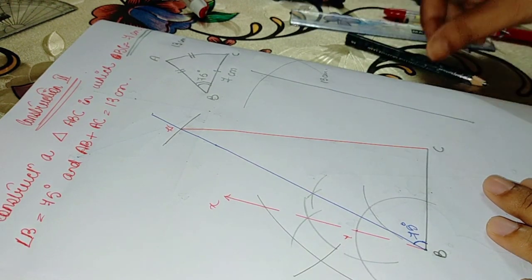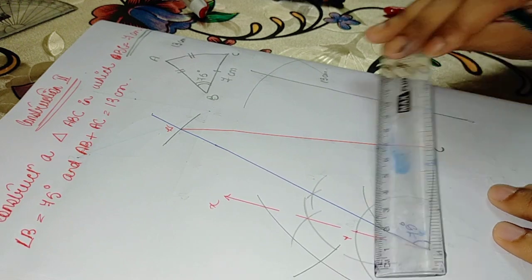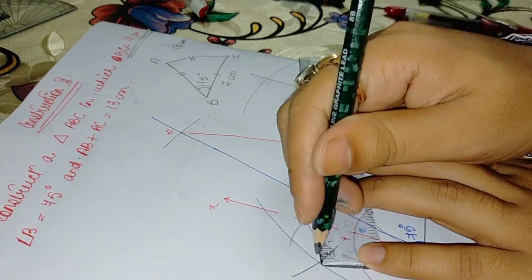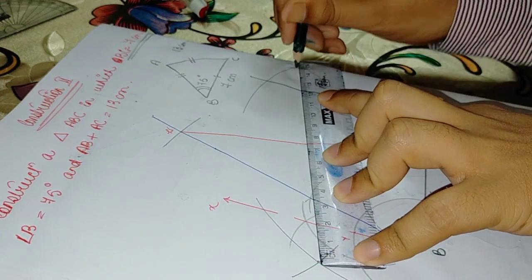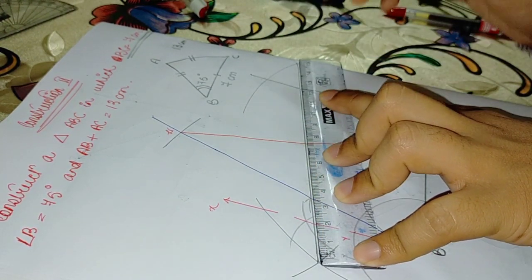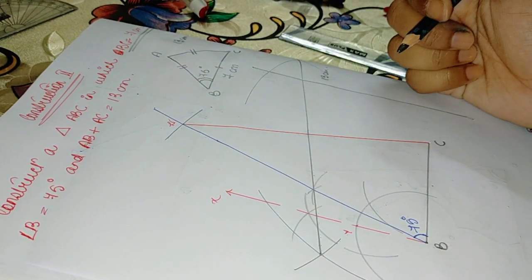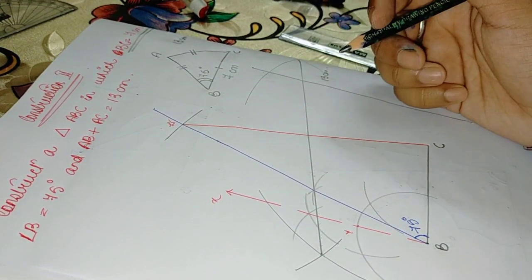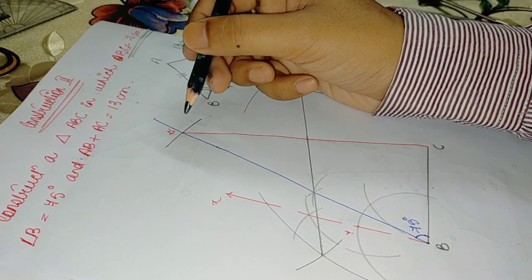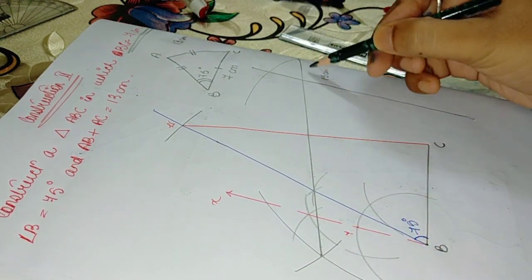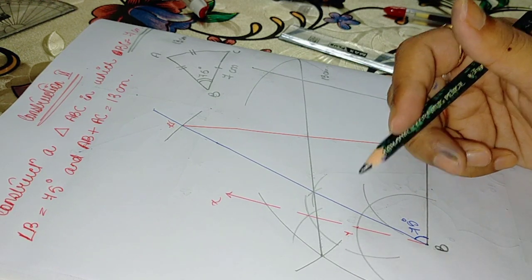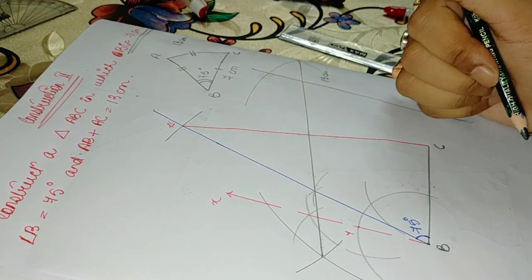Okay, so the line formed by joining the two points of intersection between the arcs, what will that line segment be called? This is the perpendicular bisector on CZ. That means this particular line is the perpendicular bisector on the line segment CZ.